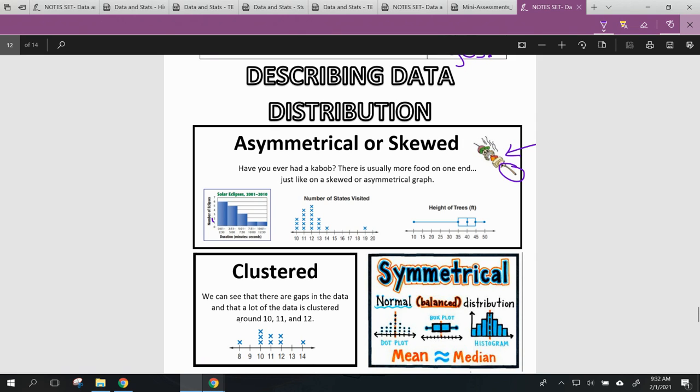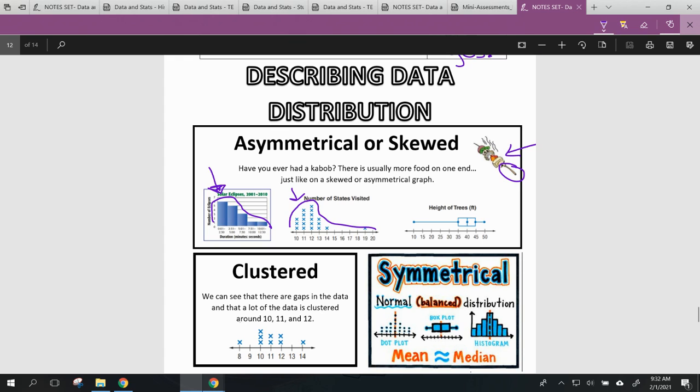If we take a peek over here, I'm just going to trace along the tops. There is more data on one side than the other. This would be like all of the food, and this area over here would be where we would grip our kebab with our hand. Same thing with this graph. We have a lot of data on the left side and pretty much nothing over here on the end.